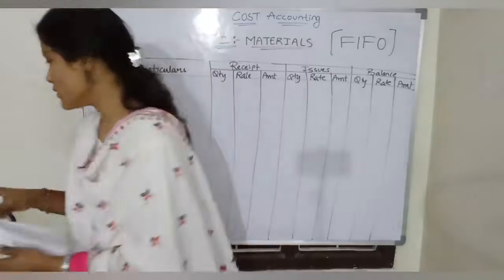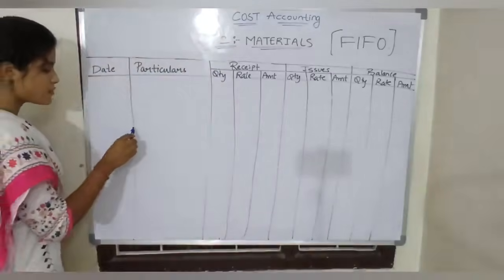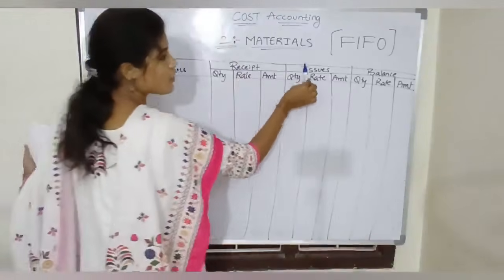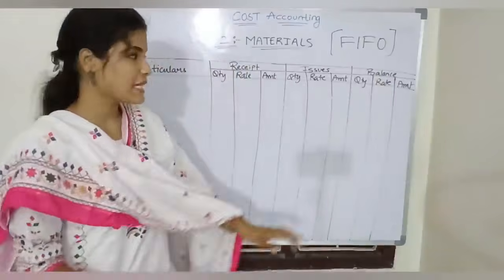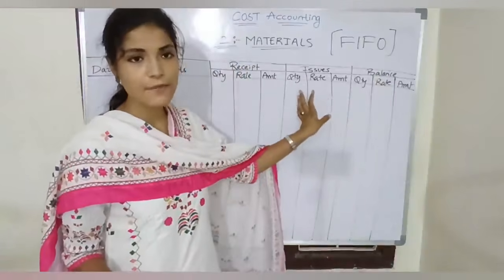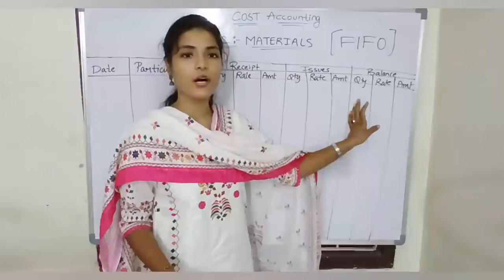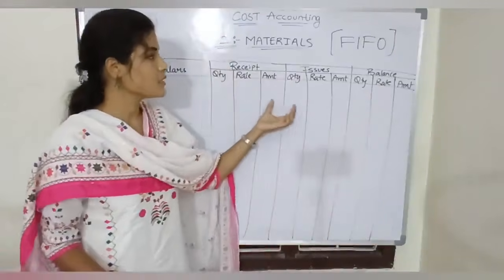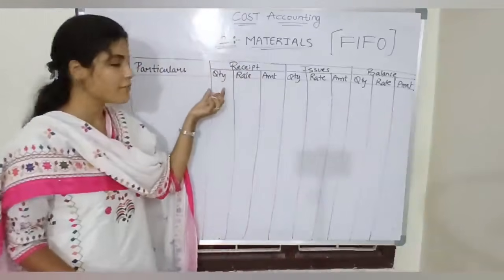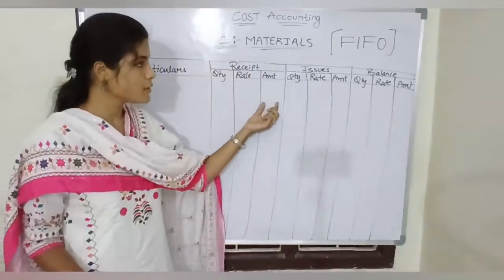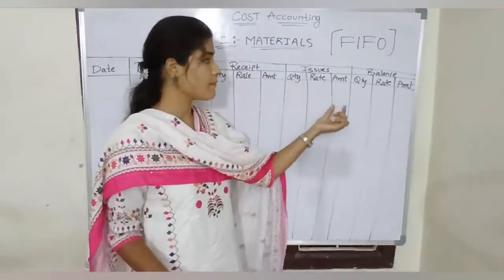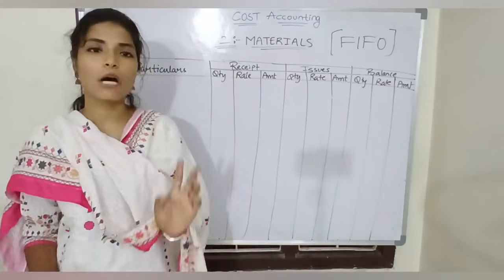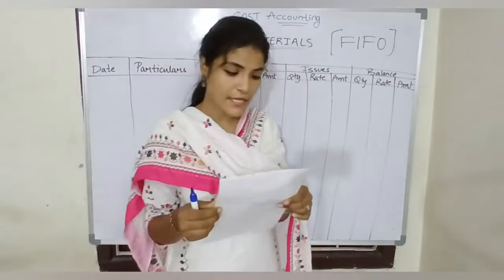In your pro forma, what are the elements you have? Date, particulars, receipt column, issues column, balance. Balance is nothing but what remains in your go down after issuing or after receipt. In receipts you will have 3 columns: quantity, rate, amount. In issues also 3 columns: quantity, rate, amount. In balance also 3 columns: quantity, rate and amount. I hope you have understood the pro forma. Now let's get into the answer.